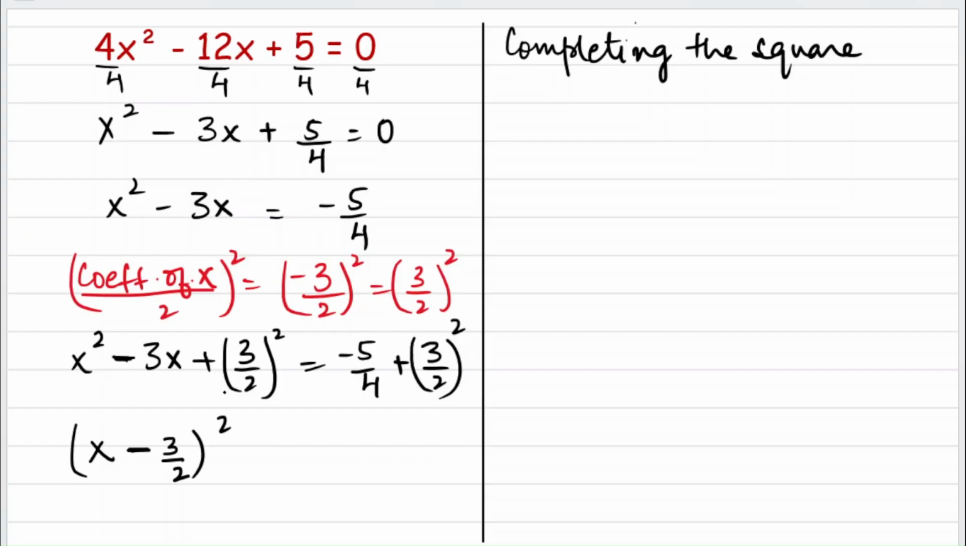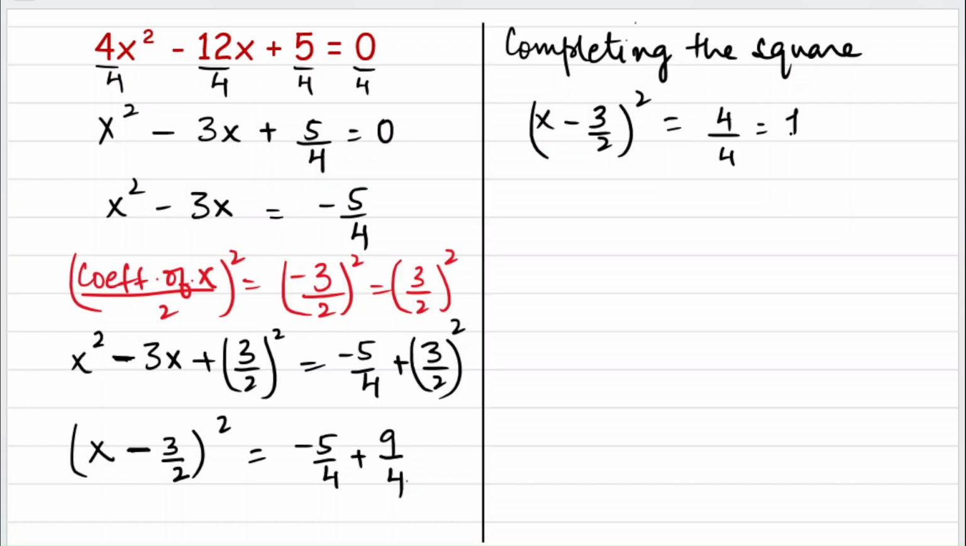So I have written my left side of the equation as the perfect square of x minus 3 over 2. That's why this method is called completing the square method. Let's solve the right side. It's minus 5 over 4 plus 3 square is 9 and 2 square is 4. So it will give me x minus 3 over 2 whole square equals, the denominators are same, negative 5 added to 9 will be 4, so 4 over 4 and that gives me 1.